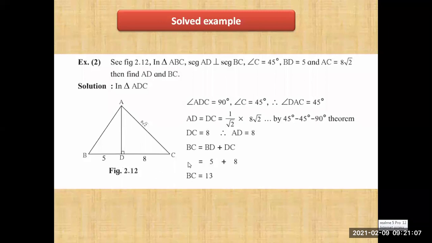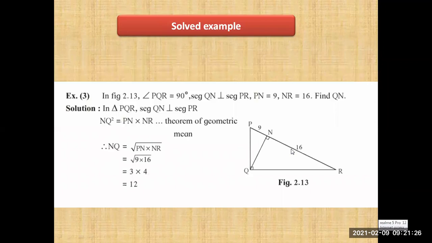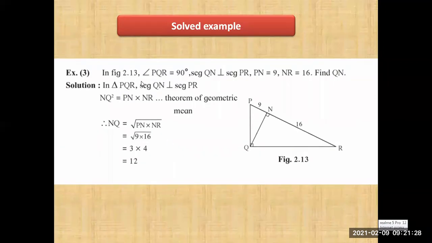These are equal, na? According to this property, 45 degree, AD is equal to DC. So DC is 8. That means AD is also equal to 8. And BC is equal to BD plus DC. So we get 5 plus 8 is equal to 13. Next, third question. In the figure, angle PQR is equal to 90 degree.